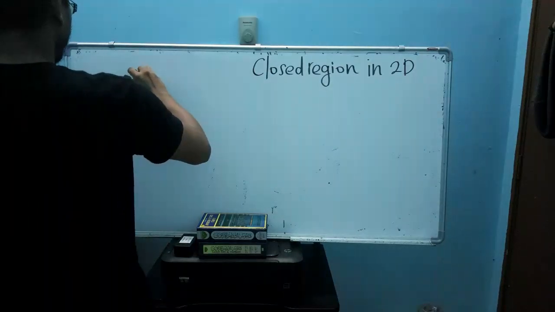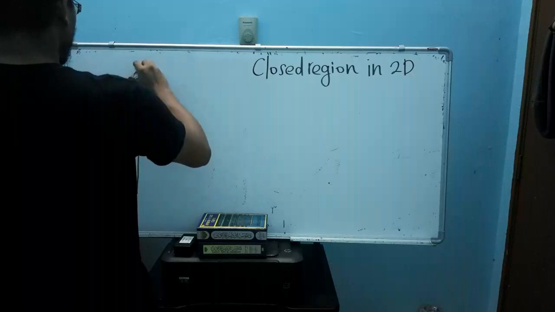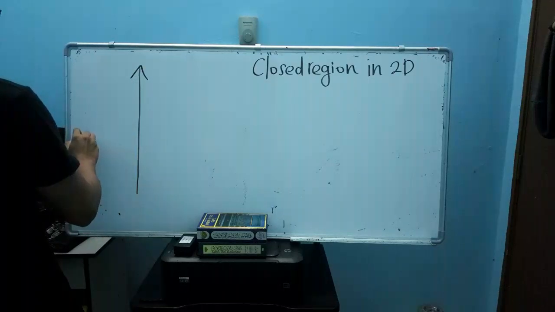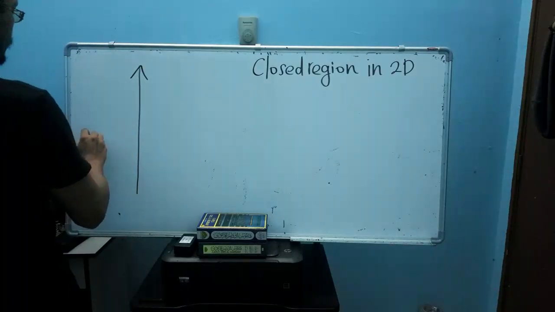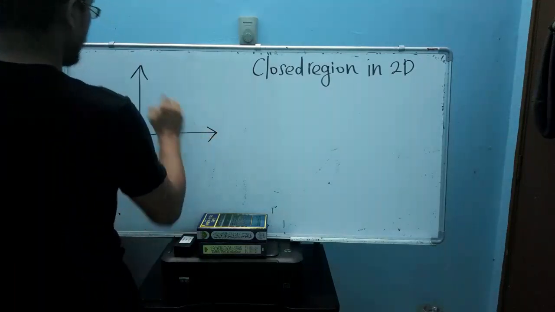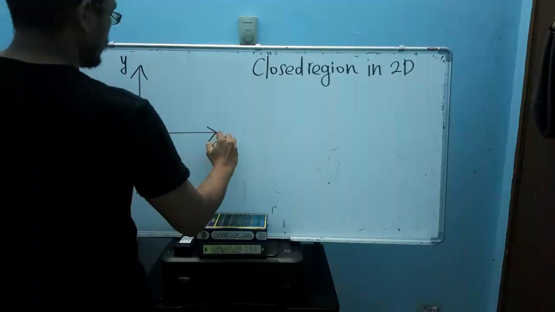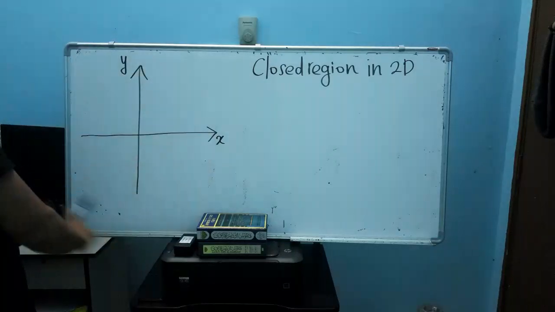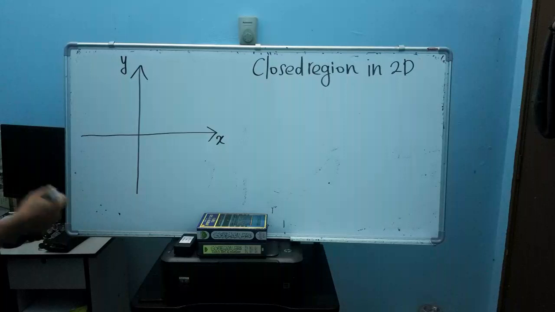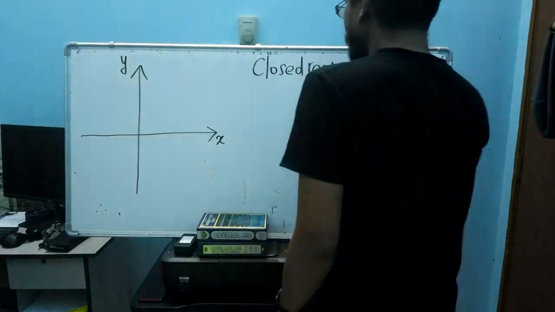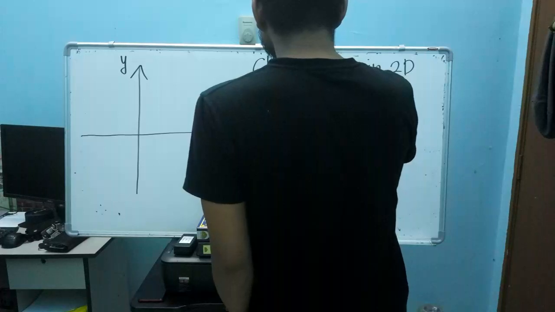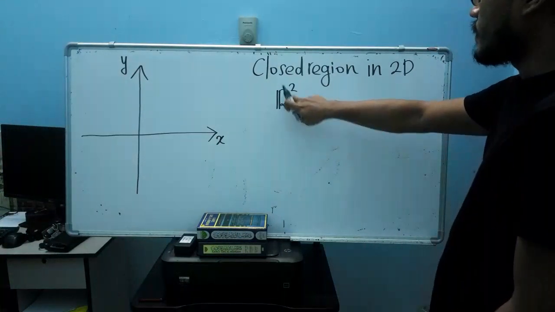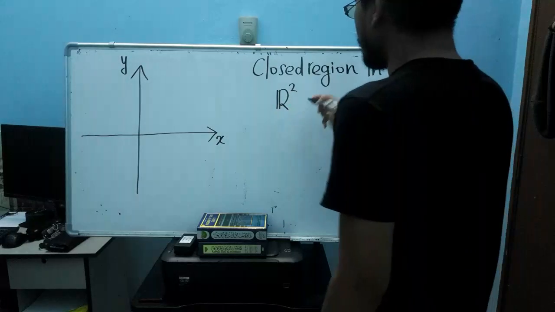In 2-dimensional here we can just consider a region in the xy plane. Why? Because what do we mean by 2-dimensional? 2-dimensional means that we have the collection of, so we have the set of real numbers to the power of 2. This is the meaning of two-dimensional.